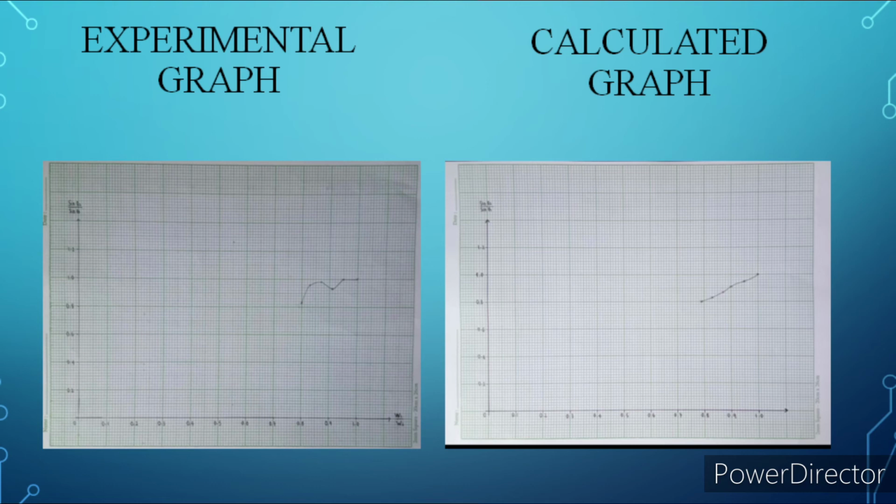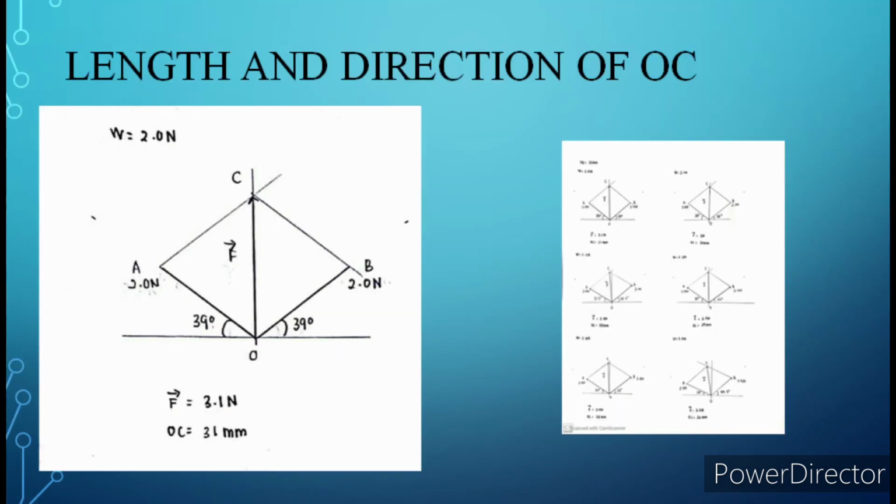As you can see, the calculated graph presents an increasing, inclined value, where W1 over W2 is directly proportional to sine theta 2 over sine theta 1, while the experimental graph is also actually directly proportional, but the values are not a proper straight-line graph.